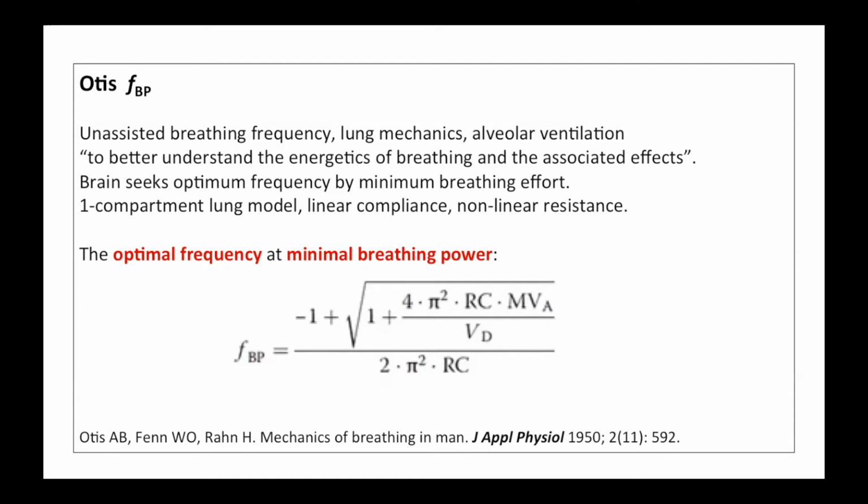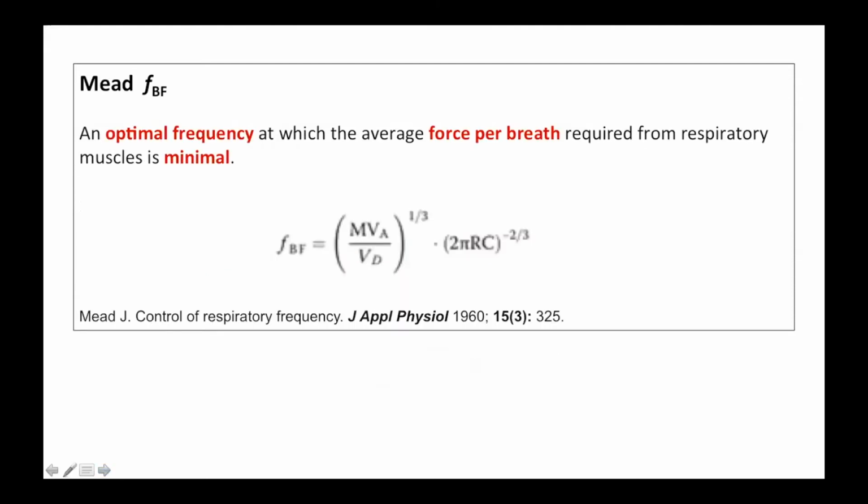There was an assumption of a single compartment lung model with linear compliance and nonlinear resistance. So we had an equation which allowed us to have an optimal frequency at the minimal breathing power. And about 60 years ago, Mead continued this work and also made an equation which was described as the optimal frequency at which the average force per breath required from the respiratory muscles is minimal.